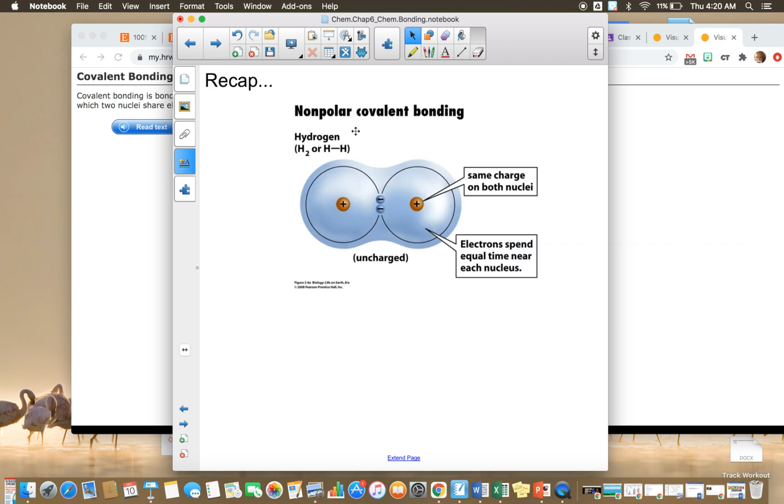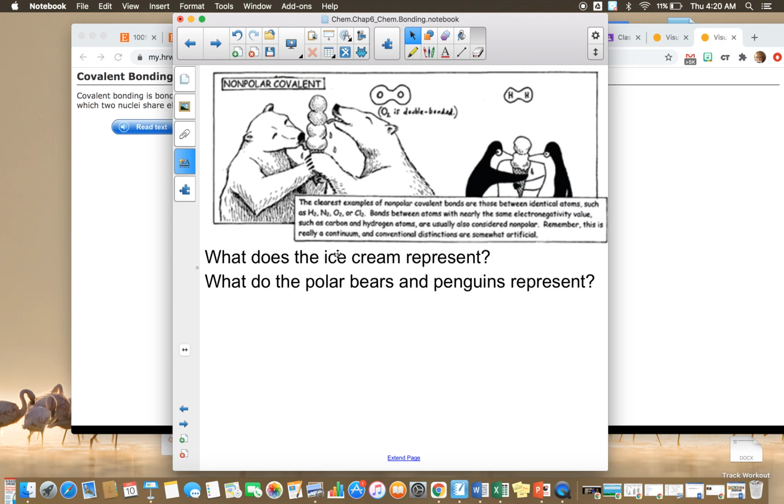So, recap: nonpolar covalent bond means we're going to share the electrons equally. So it's an uncharged compound or molecule because the electrons are going back and forth equally and being shared. So here is a nonpolar covalent analogy: two polar bears sharing ice cream, or two penguins sharing ice cream.